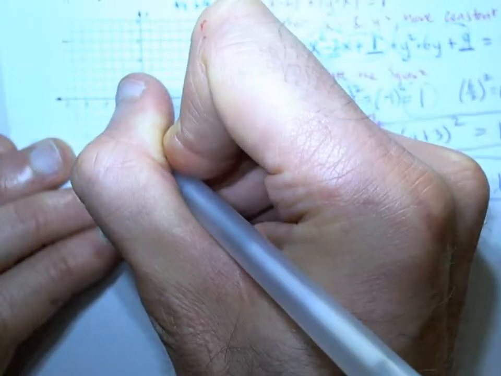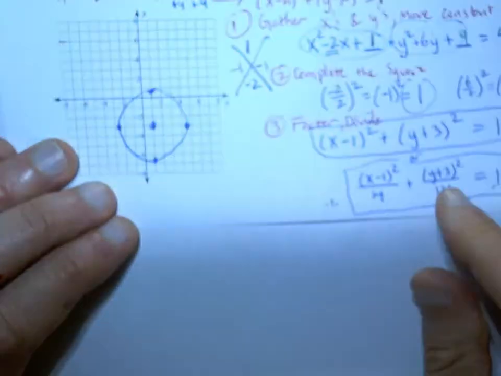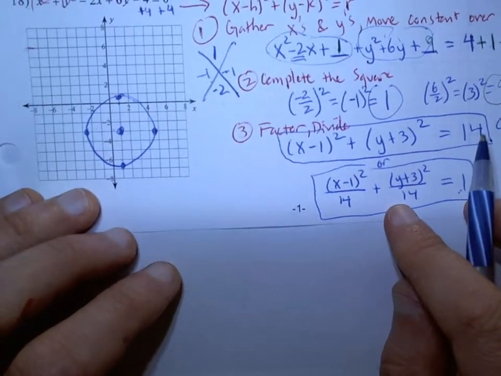That is standard form of a circle. We've graphed it, we shifted it. It's a pretty long process, but we know how to do every step along the way.